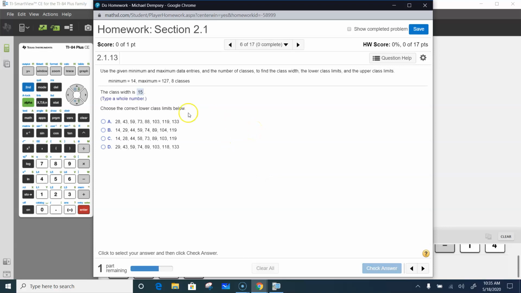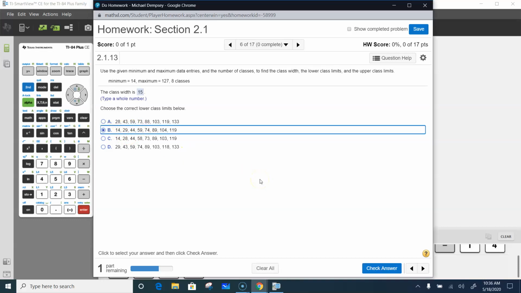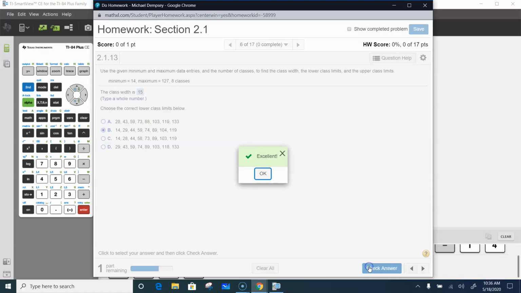Okay, next, choose the correct lower class limits. All right, well, my minimum number is 14, so my lower class limits are going to have to be either B or C, right? So we look at B and C and then look at what they're doing with each of those lower class limits. So the first class is going to include the number 14 plus 14 more numbers. So the first class would go from 14, not to 29, it would go from 14 to 28. So the next lower class limit, right, our first class would be 14 to 28, our next one would be 29 to 43. So these would be the correct lower class limits, right? They're just asking for the lower class limits, not both limits.